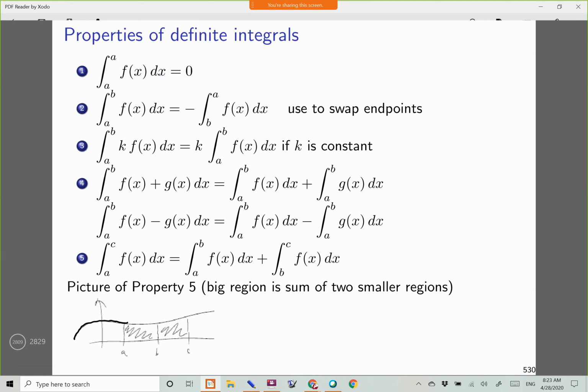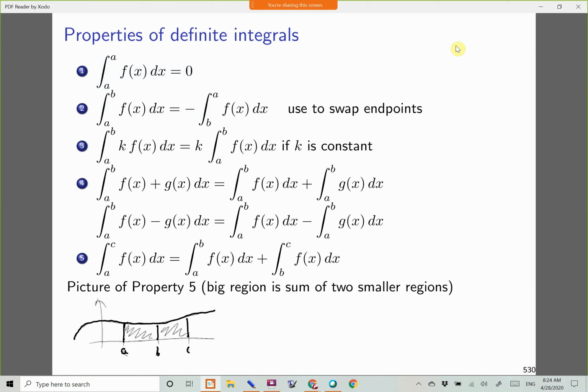And it's most helpful to think about why property 5 would be true by just picking three x values, a, b, and c, just in order. So left to right, a, b, c. So then the left side, again, for any of these properties to make sense, you've got to go back to what this thing means, right?